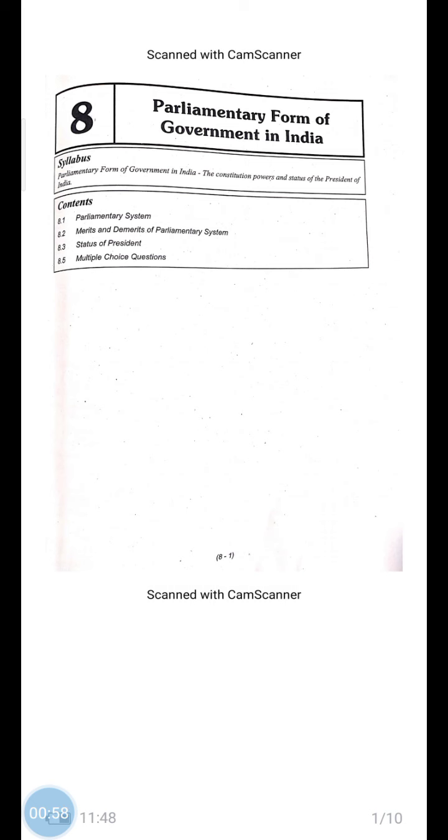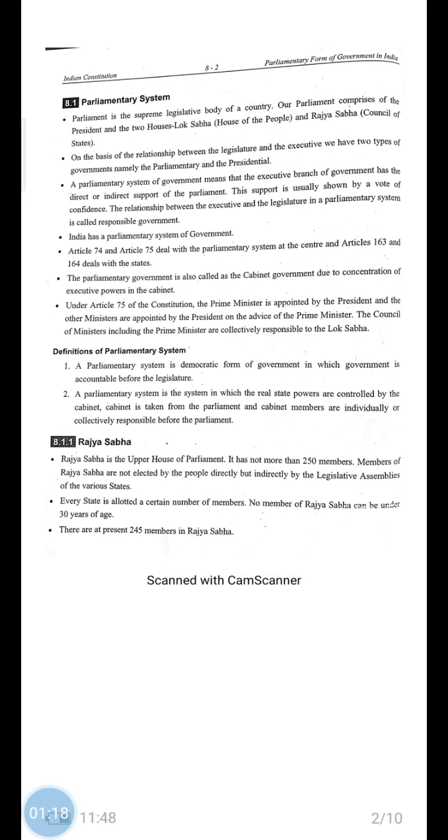So let's see. First of all, the content of unit number 8: first, the parliamentary system; second, merits and demerits of the parliamentary system; third, the status of the President; and the fifth is your MCQs and questions. So let's see first of all the parliamentary system.